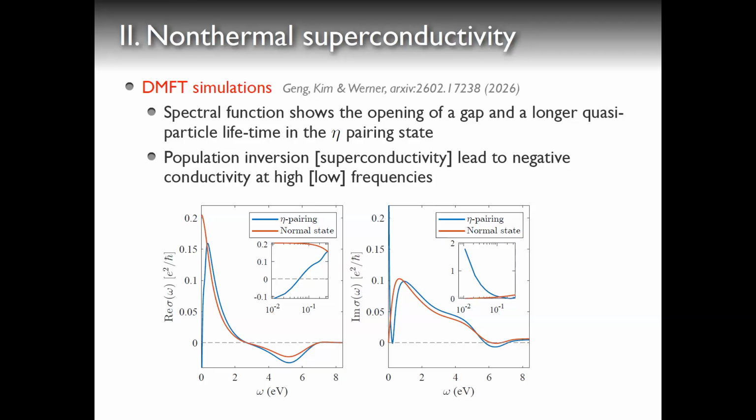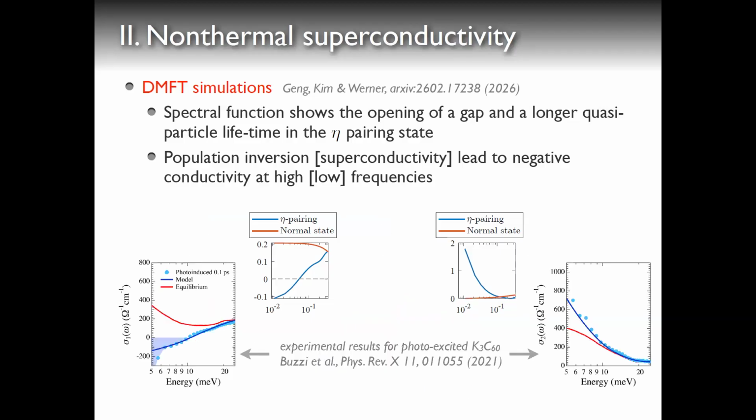These are the energies corresponding to the Mott gap. At these energies, we can trigger doublon-holon recombinations, which correspond to energy gain, and that's why we have a negative conductivity. But that's the case both in the normal state and in the eta pairing state. What is characteristic for the eta pairing state is the opening of the gap and this 1 over omega divergence.